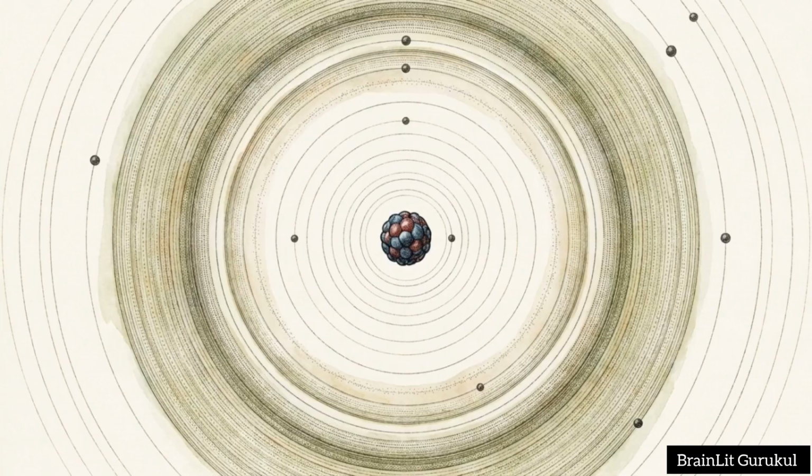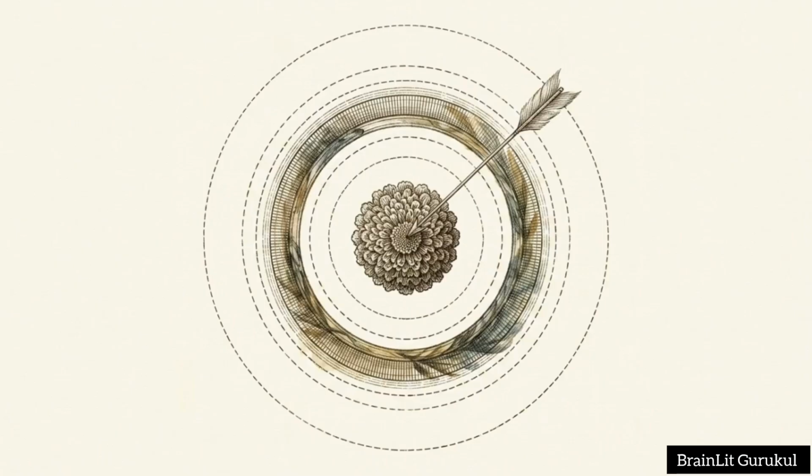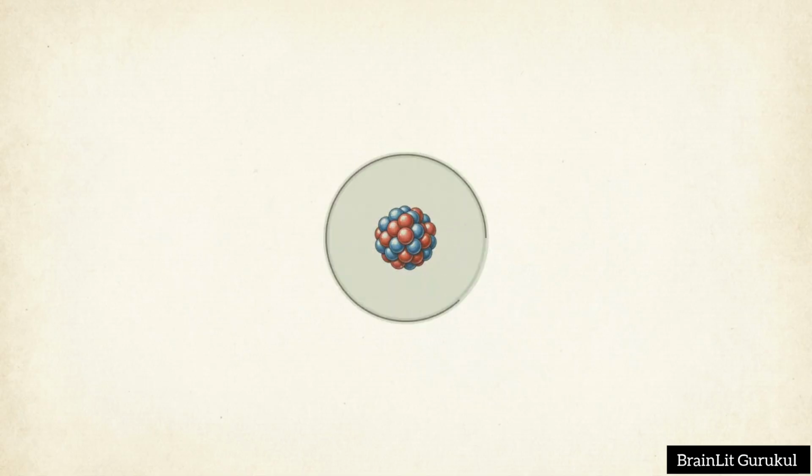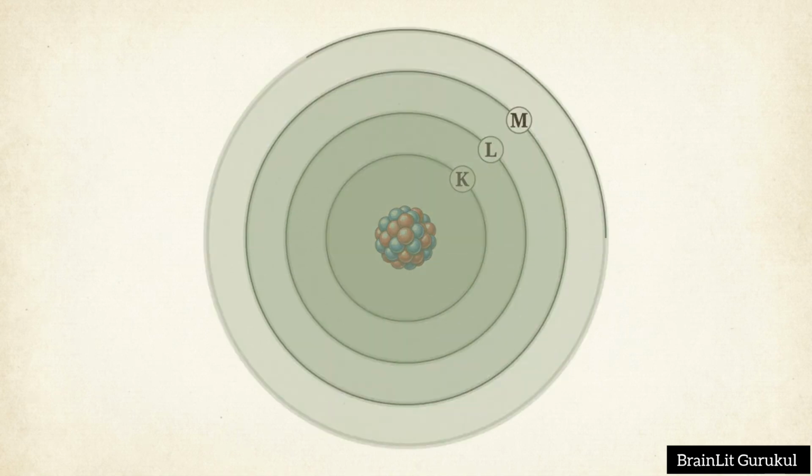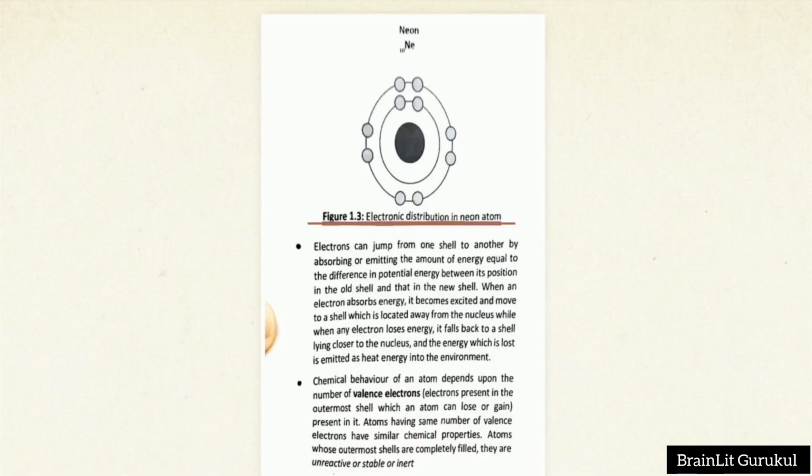Moving outward from the dense nucleus, we enter the vast empty space where all actual chemical reactions occur. The electrons operating in this space possess distinct amounts of potential energy, determined strictly by their physical distance from the atomic nucleus. Electrons cannot float randomly. They must occupy fixed concentric levels of potential energy, known as electron shells, designated by the letters K, L, M, and N.